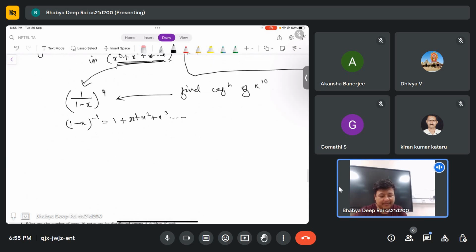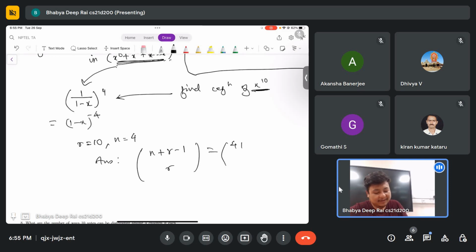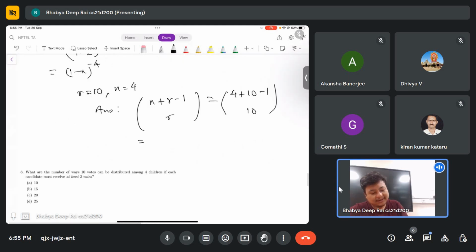So similarly, we need to find the coefficient of x to the 10. So r is 10 here, and this is 1 minus x to the minus 4, right? So n is 4. So the answer is n plus r minus 1 choose r, which is 4 plus 10 minus 1 choose 10, which is nothing but 13 choose 10.